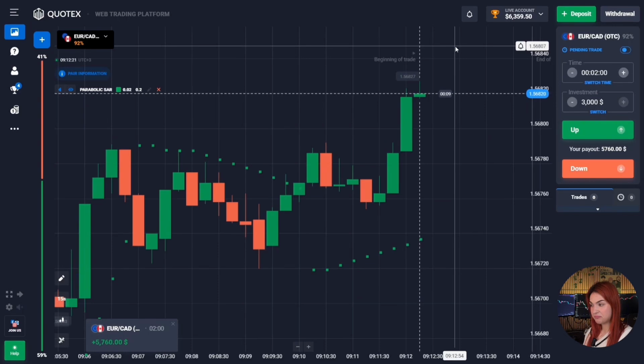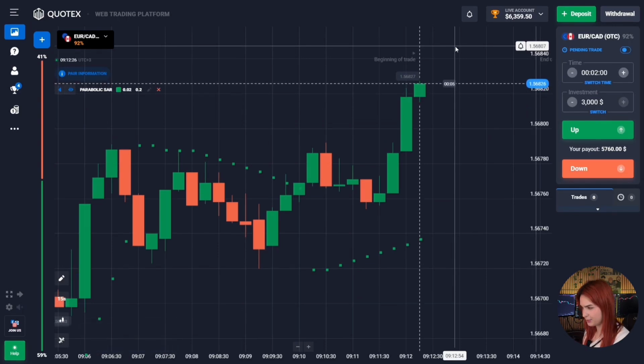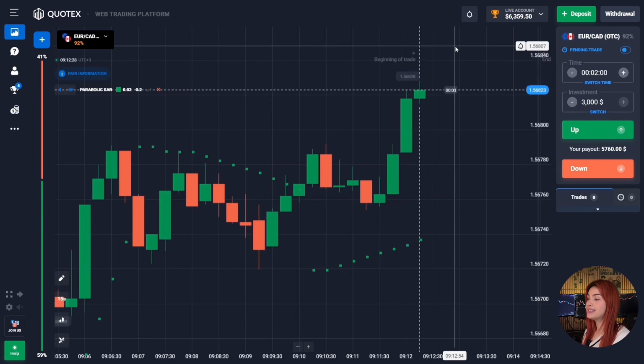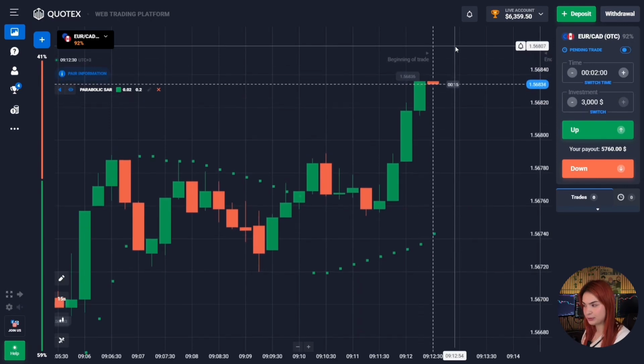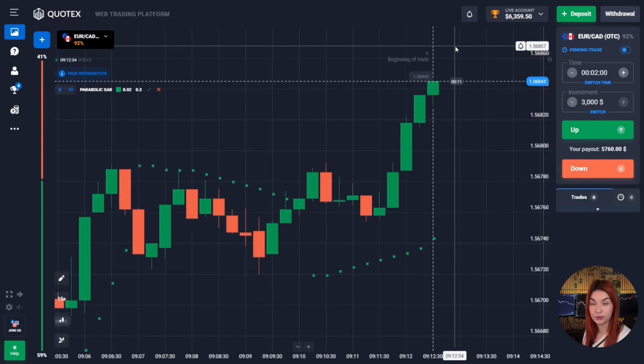So guys, as you can see, the price is showing good growth and this deal brought us a steady profit. Thus, we already have more than $6,000 on my deposit. With that, I suggest we end our trading session.